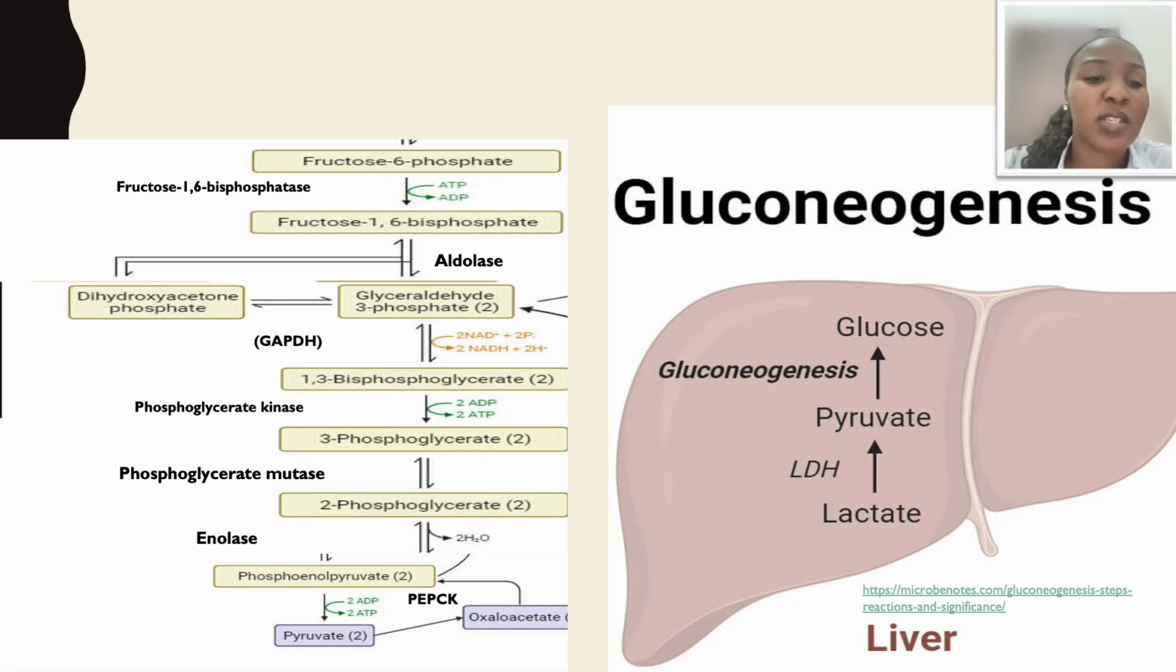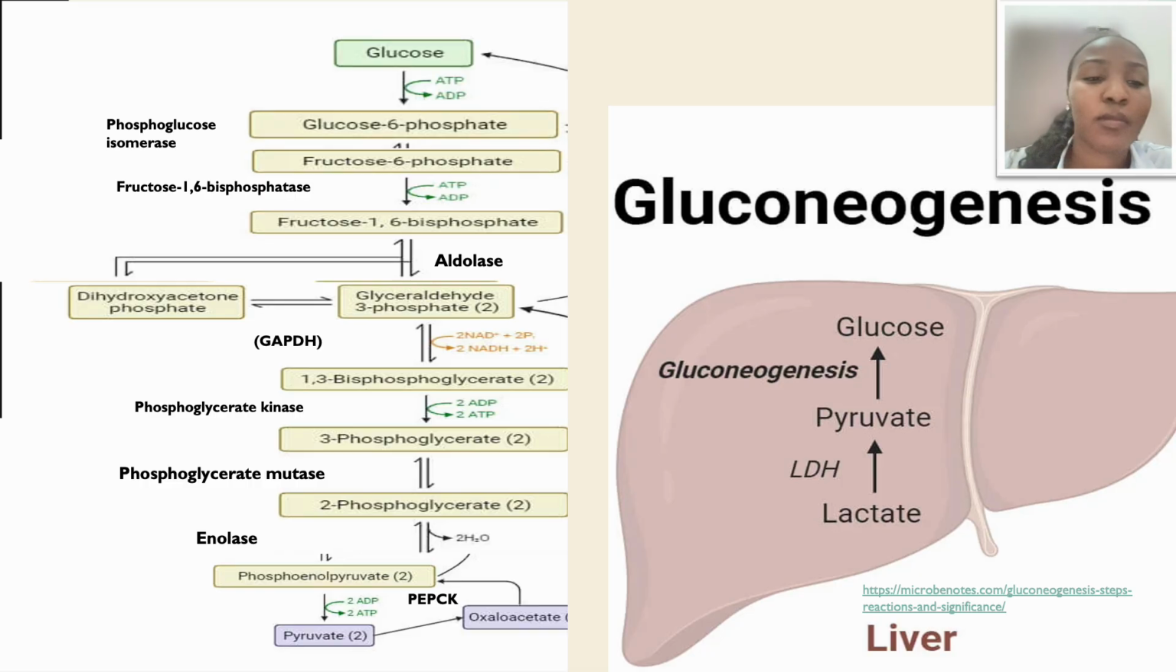And then fructose 1,6-bisphosphatase is going to dephosphorylate fructose 1,6-bisphosphate and give us fructose 6-phosphate. And then the enzyme phosphoglucose isomerase is going to convert the fructose 6-phosphate into glucose 6-phosphate. And lastly, we have glucose 6-phosphatase, that's going to give us our free glucose. That's going to enter the bloodstream.